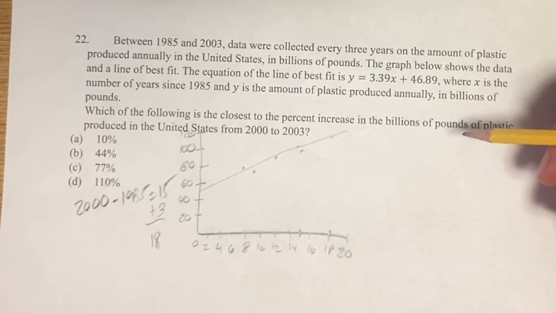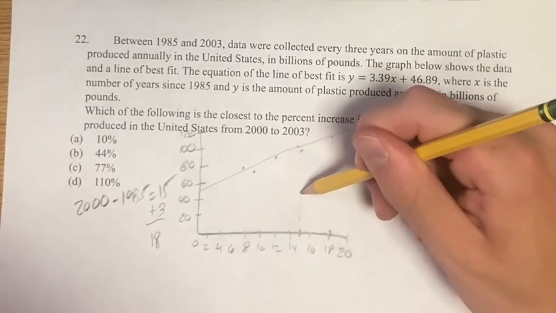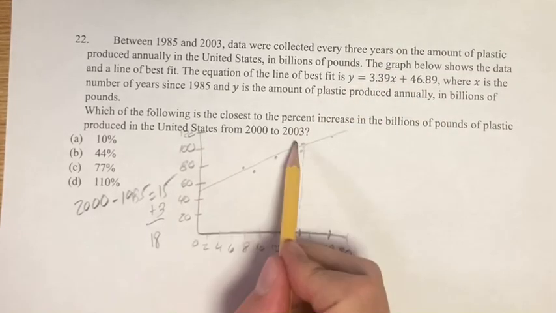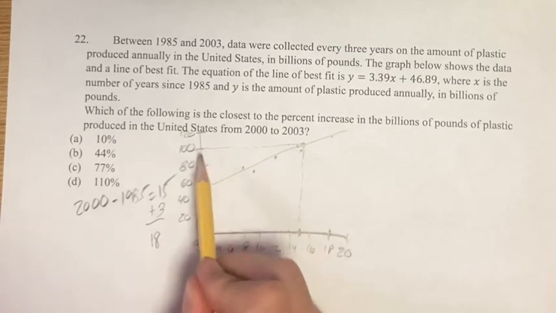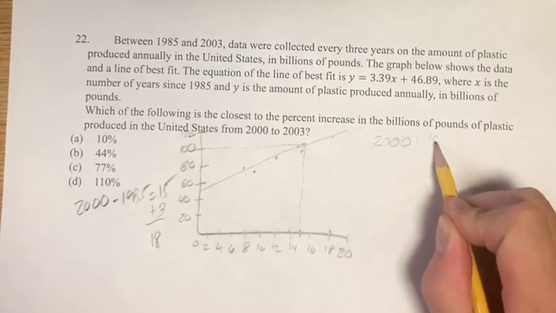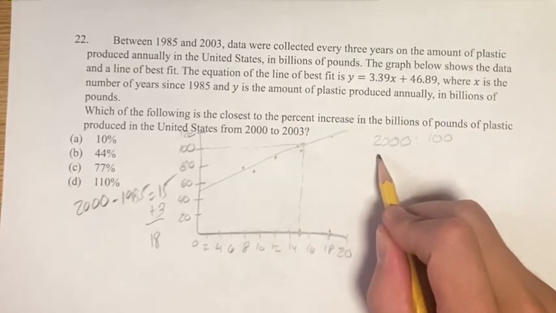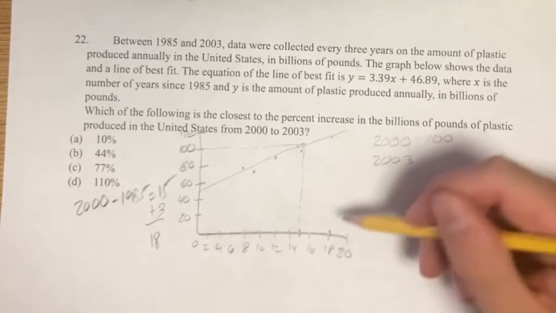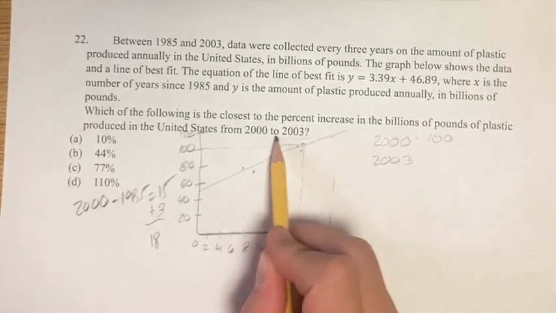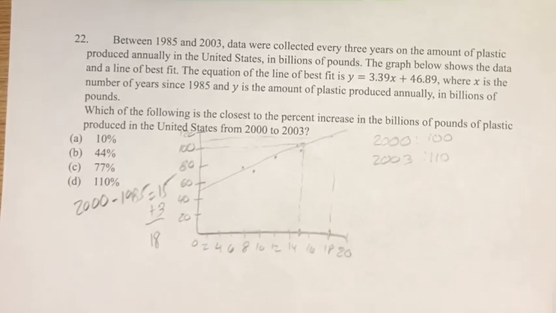So what is the change in plastic over this time? Well, if we look for the line of best fit in year 15, that's going to be this point right here, which has a y value of right about 100. So in 2000, we had about 100 billion pounds of plastic. And in 2003, which is going to be 18, do the same thing, find the line of best fit, and then find its y value. That's going to be about 110.